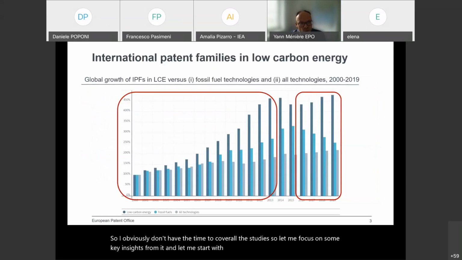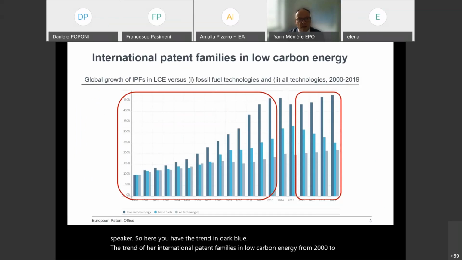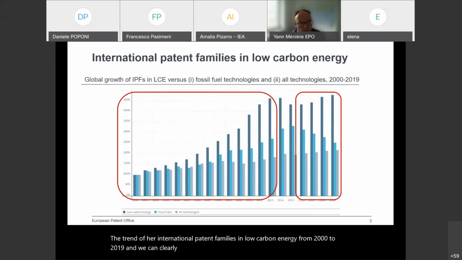Those among you who use the YO2 may recognize the pattern. It was already said also by the previous speaker. So here you have the trend in dark blue, the trend of international patent families in low carbon energy from 2000 to 2019. And we can clearly see 2 periods. There was a very fast growth of patenting in this field from 2000 to 2012-13.